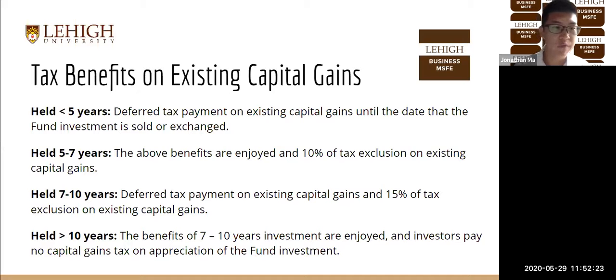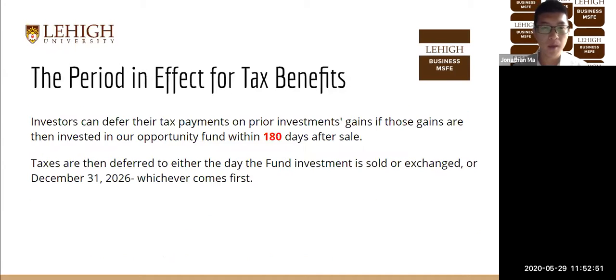If the investment is held for 7 to 10 years, the deferred tax payment on existing capital gains still exists, and then there's also a 15% tax exclusion on the existing capital gains. If it's held for more than 10 years, the benefits of the 7 to 10 year investment are still enjoyed, plus the investors can also pay no capital gains tax on the appreciation of the fund investment. Next slide, please.